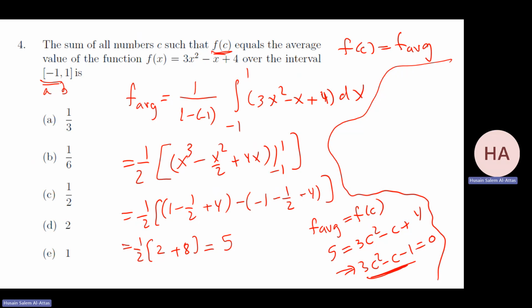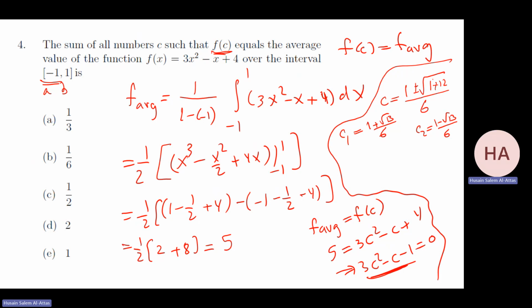So what will be c? c will be minus b, which is 1, plus or minus the square root of b squared, 1, minus 4ac, which is plus 12, over 6. Okay, so I have c1 equal to 1 plus square root 13 over 6, and c2 equal to 1 minus square root 13 over 6.